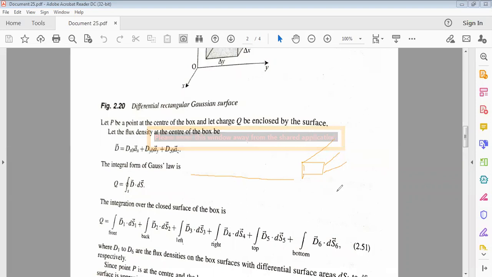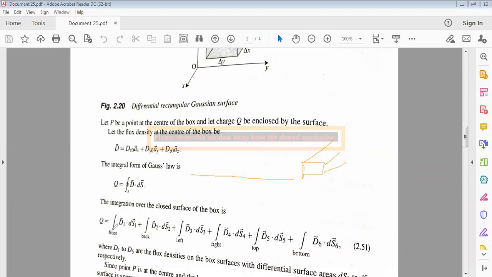Okay, surface 1, back side, surface 2, surface 3, surface 4, surface 5, surface 6. The total is 6 surfaces. How many surfaces does it contain? 6 surfaces. Integration over the 6 surfaces.